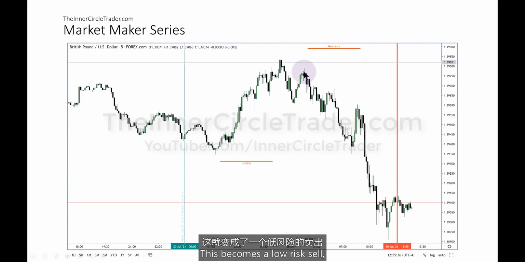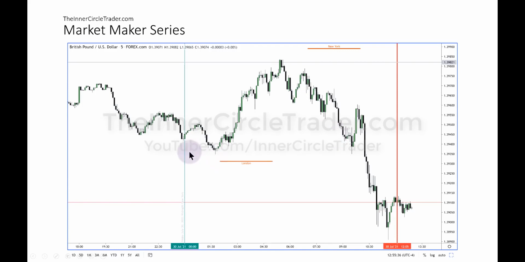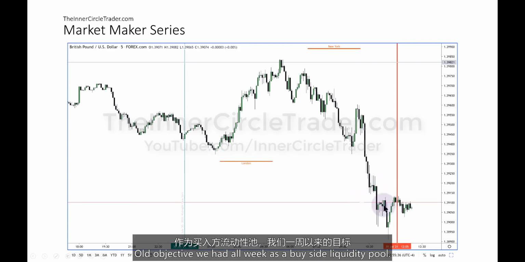This becomes a low risk sell. Distribution, redistribution, below the original consolidation. Boom, market maker sell model. Where's it trade to? The old objective we had all week as a buy side liquidity pool.